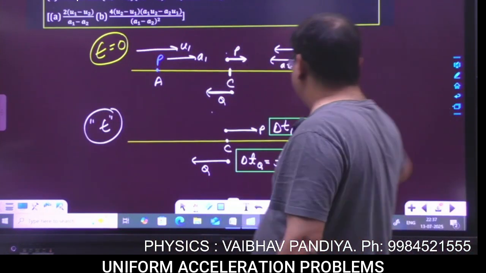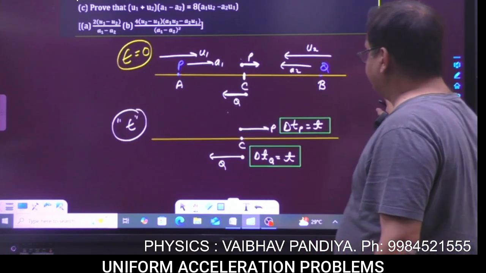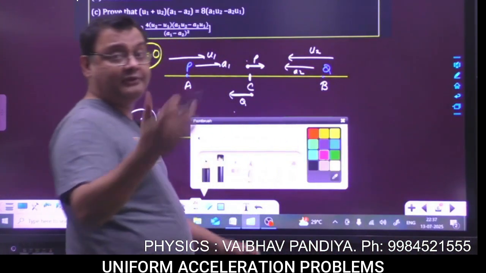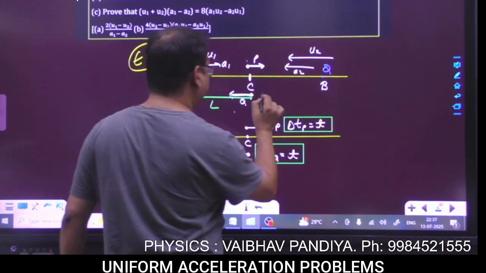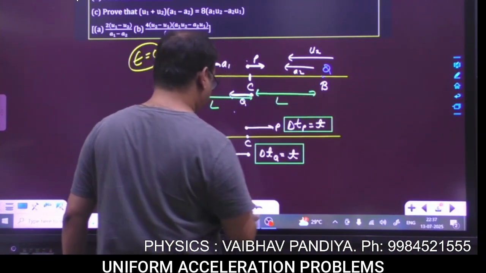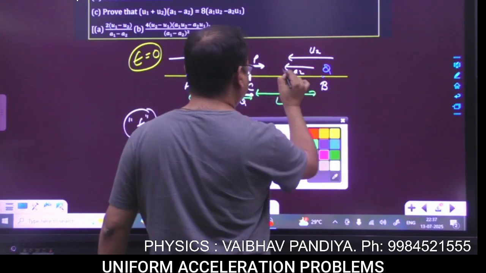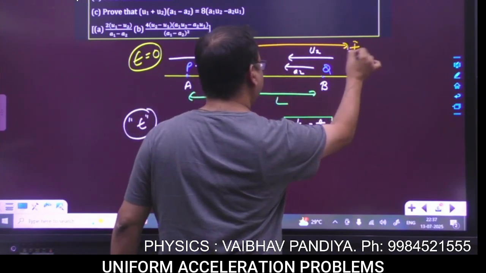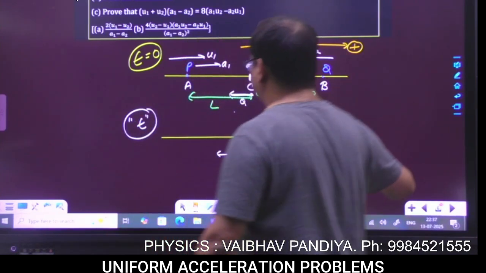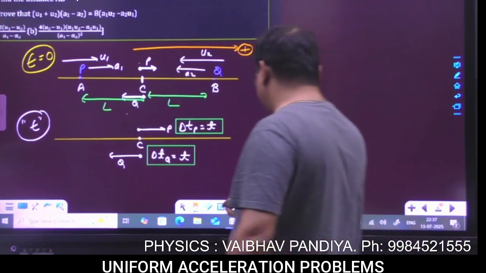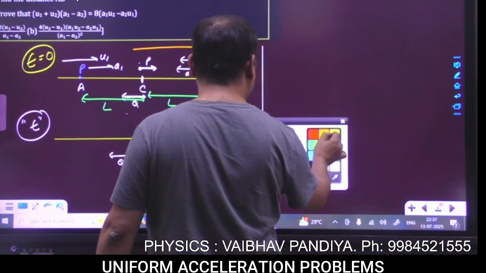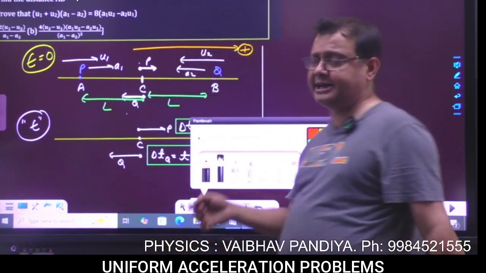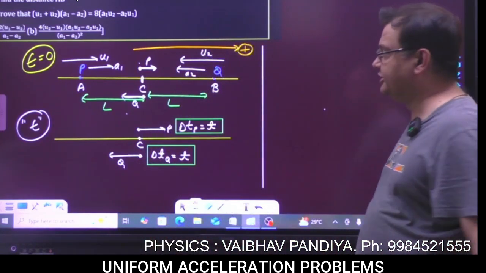Okay. Now it is given that C is the midpoint of AB. So what I can do is take this distance as L and this distance as also L. And I'm taking the right side as the positive axis. It's a 1D motion, so we need not put the vector sign, but it is taken as the positive axis. Now, in the first part we have to find the time when the particles are crossing each other.